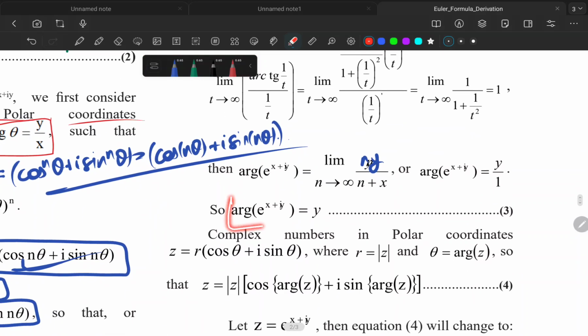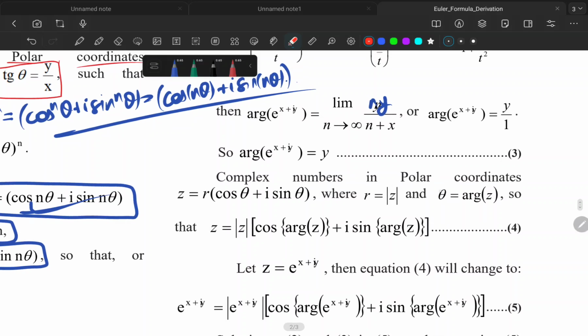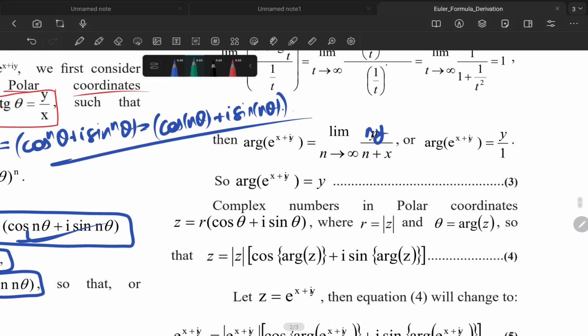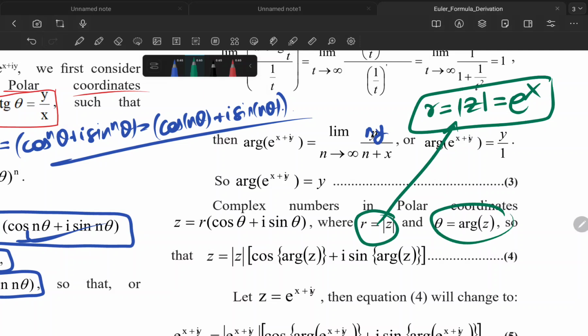So the argument of e to the x plus iy, he successfully calculated as y. And now complex numbers in polar coordinates: z equals r times cosine theta plus i sine theta, where r is the mod z, and theta is the argument of z, and we have successfully calculated these. Tell me guys, what was r, like what was mod z? R was e to the x, and the argument of z, theta, is just y.